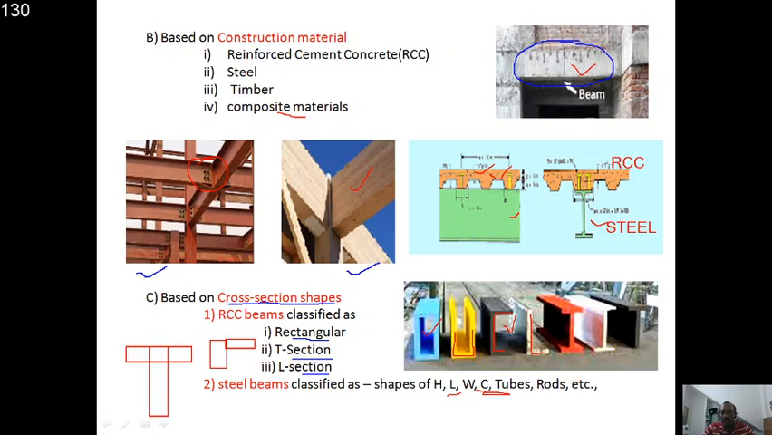Similarly, these are the I sections. So we have the I sections here. Similarly, we have the T sections. You can see here, it is the T section. If you observe this one, this is the T section. So we have a variety of sections. H, L, W, C, tubes, and rods, these types of sections are available for steel beams.